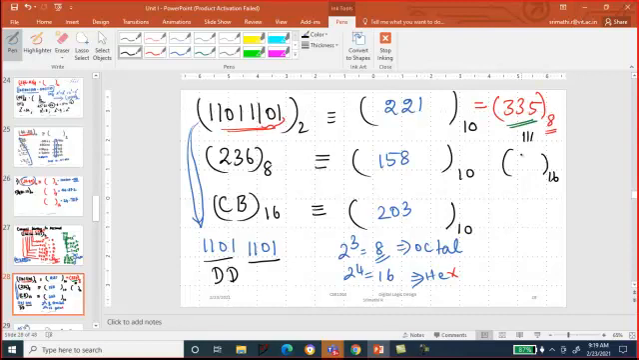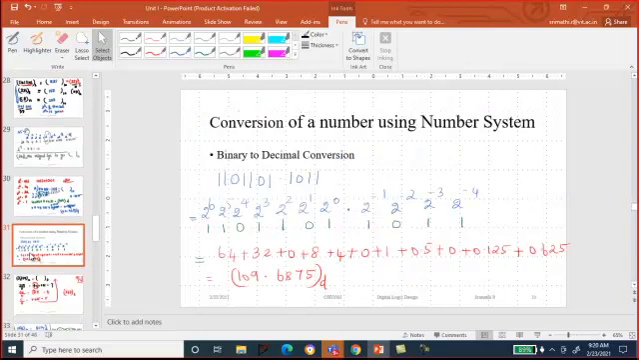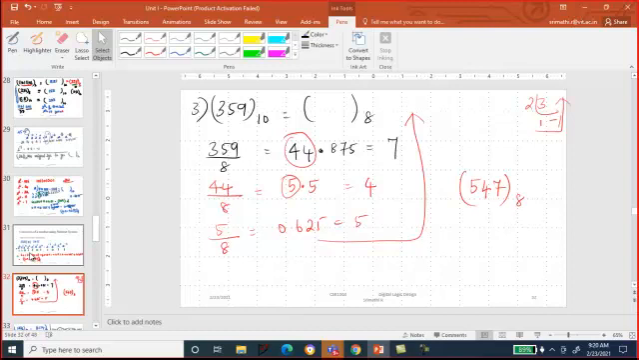Am I right? Yeah. So keep in mind, in a binary, if I am combining 3 digits, that becomes an octal, and if we are combining 4 digits, that becomes a hexadecimal. Is that fine? This we have done, am I right? Okay, this we have done.